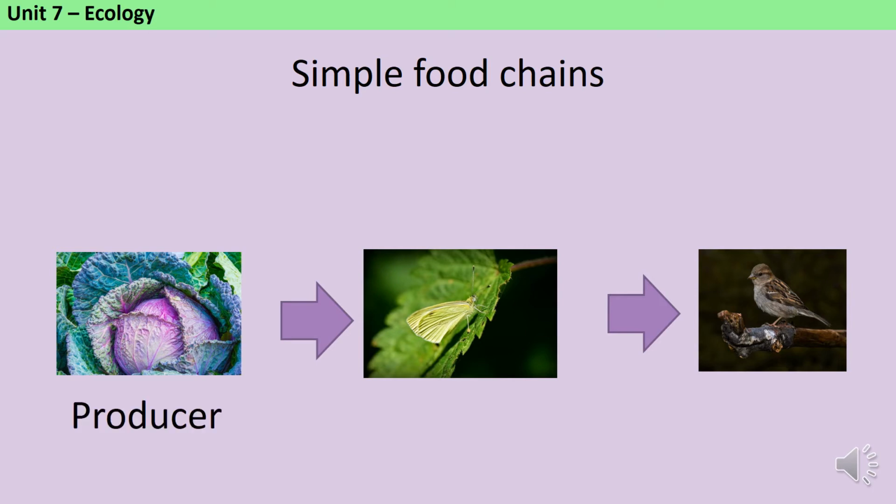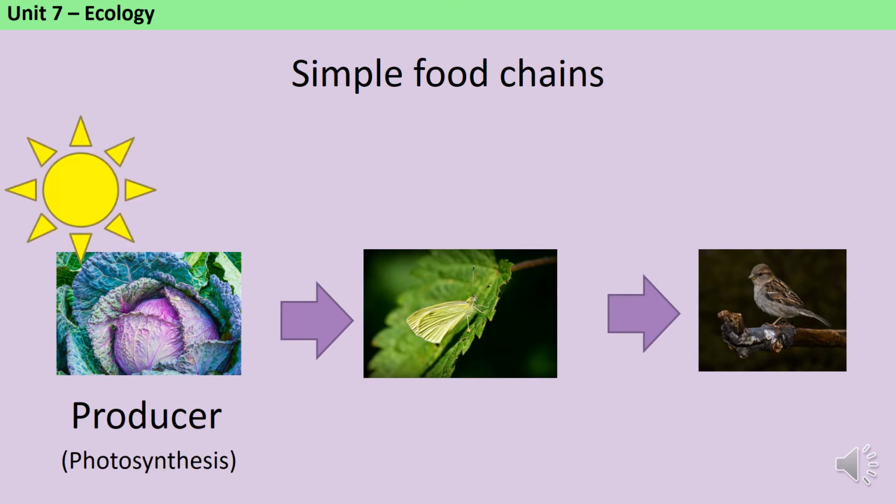Every food chain begins with an organism called a producer, which is able to make its own food. The majority of producers are green plants or photosynthetic algae, which are able to transfer energy from the sun in the form of light in order to complete photosynthesis and make glucose. Around 1% of the energy from the sun is transferred in this way.